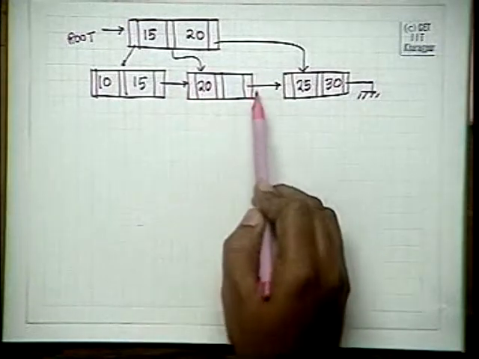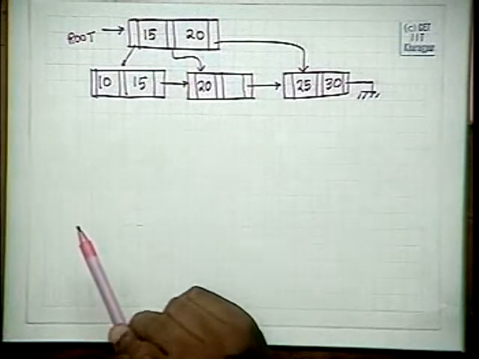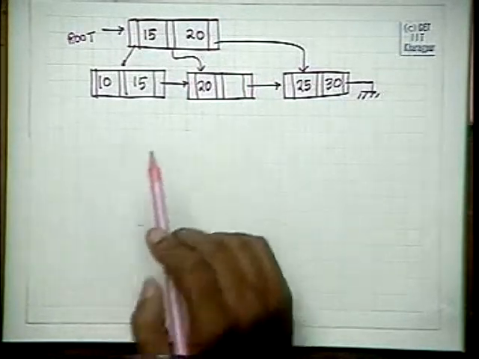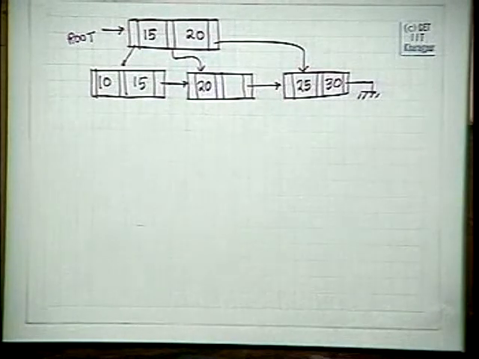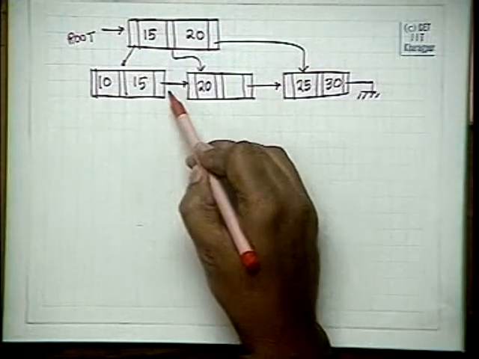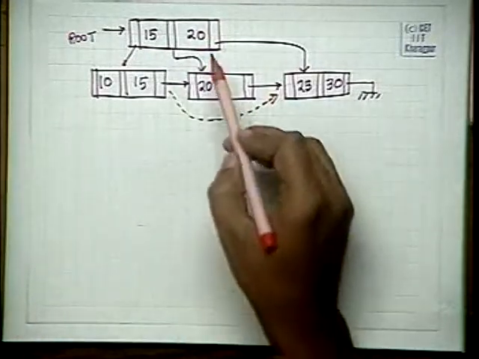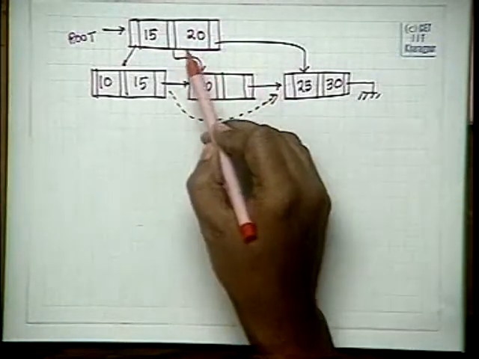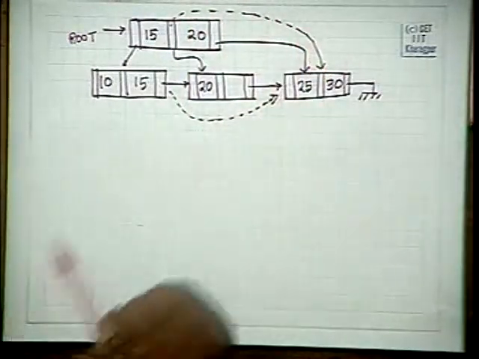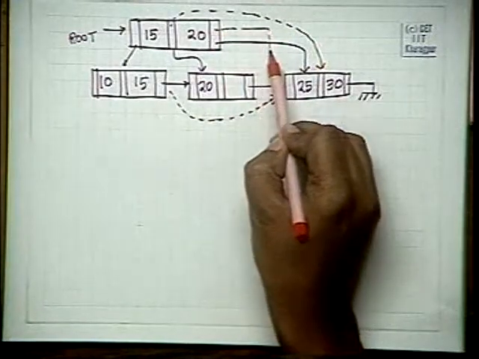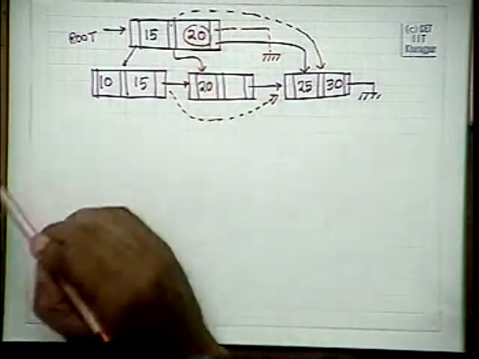If we delete 20, then we have to do some more things. If we delete 20, we will have to put this pointer here. So the first thing that we have to do if we delete 20, this pointer comes here, this is removed, this points here, and this is made null, and this value is updated to become 30.